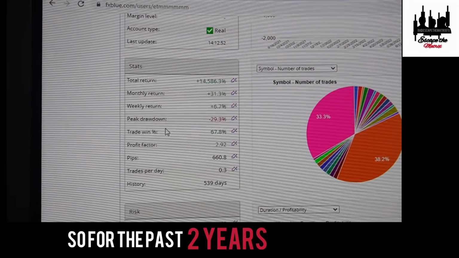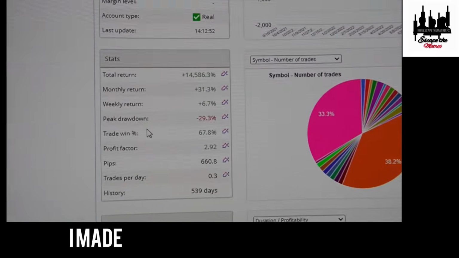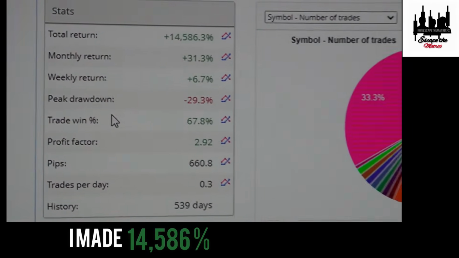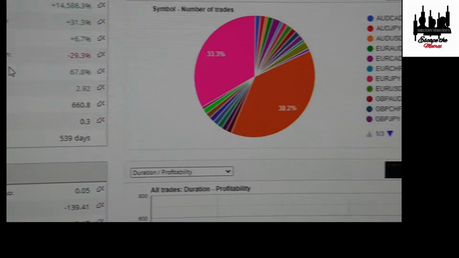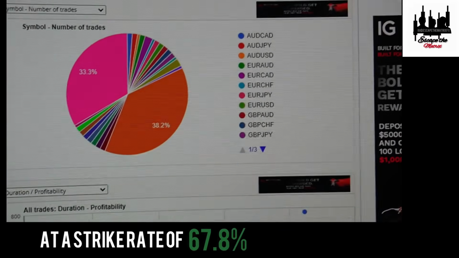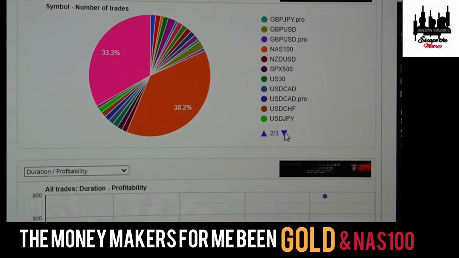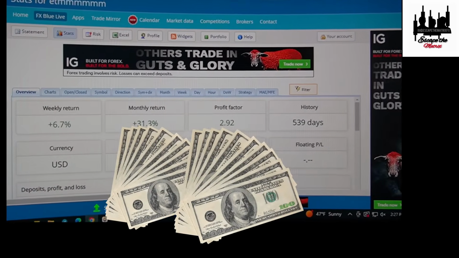So for the past 2 years, 539 days, I made 14,000% returns. On a monthly, 31%, and of course, a real account at a strike rate of 67.8%. The money makers for me have been gold and Nas100. But let me show you guys how I did it.